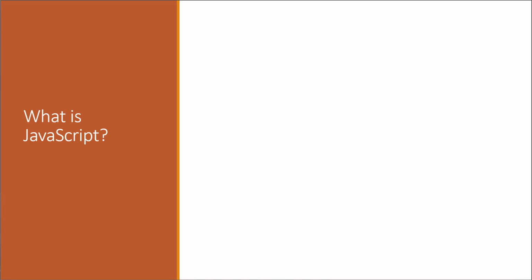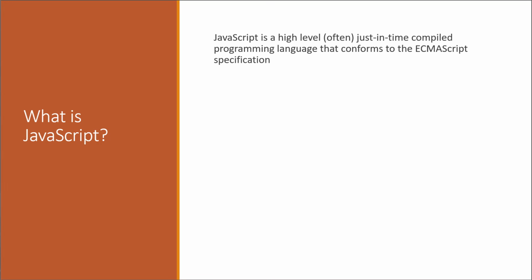First, let us understand what is JavaScript. JavaScript is a high-level, often just-in-time compiled programming language that conforms to the ECMAScript specification. Now that's a lot to take in, so let me break it down in simple terms.